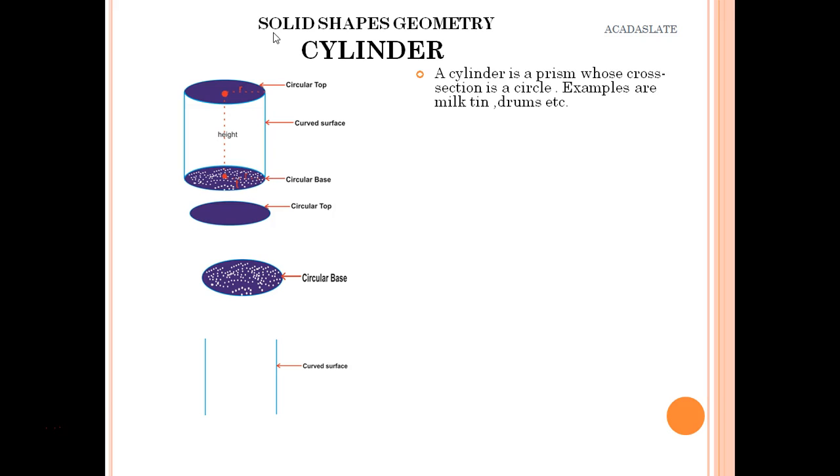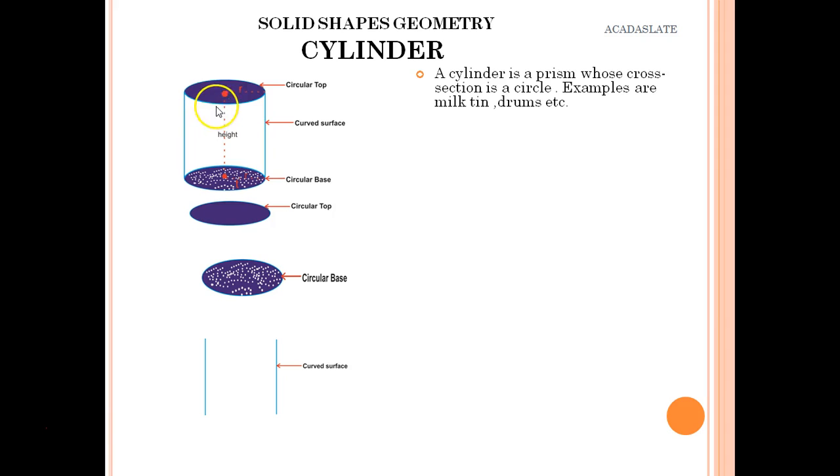Solid shape geometry, a cylinder. Now, what is a cylinder? A cylinder is a prism whose cross-section is a circle. Examples are milk tin, drums, etc. From the diagram, you can see the shape of a cylinder.